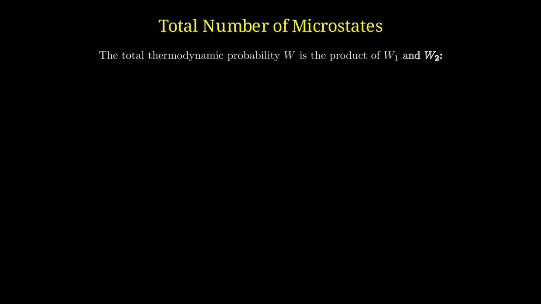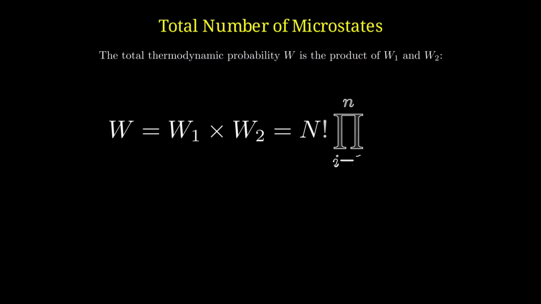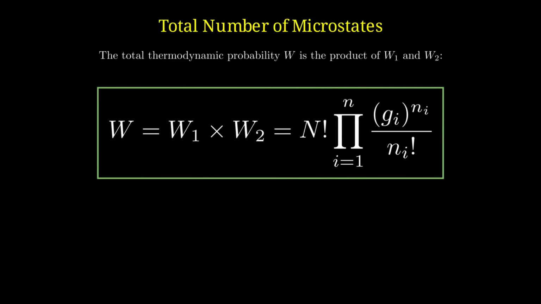W equals N factorial times the product over all i of Gi to the power Ni divided by Ni factorial. This is the fundamental formula for counting microstates in Maxwell-Boltzmann statistics. It tells us how many ways we can arrange N distinguishable particles among energy levels with given degeneracies.